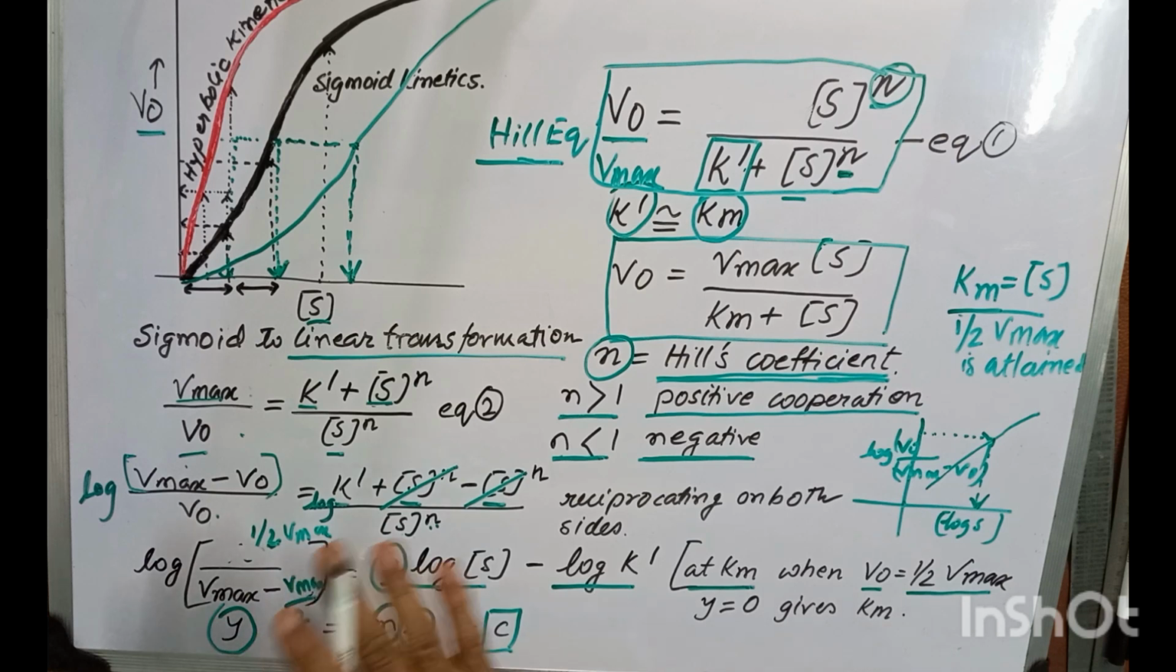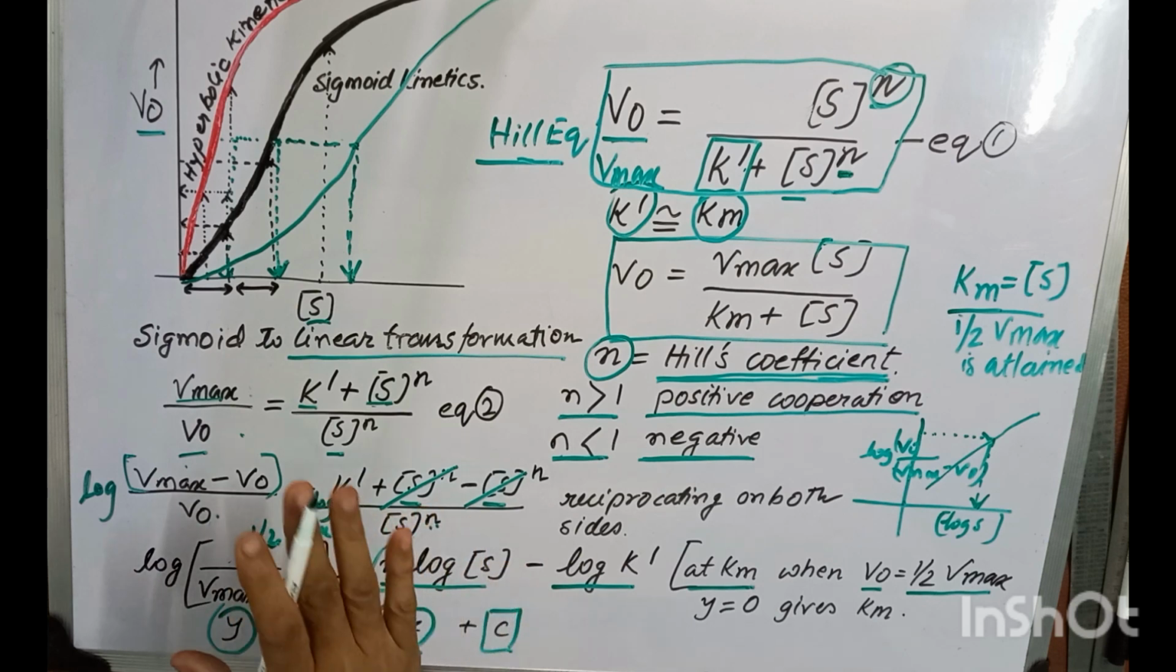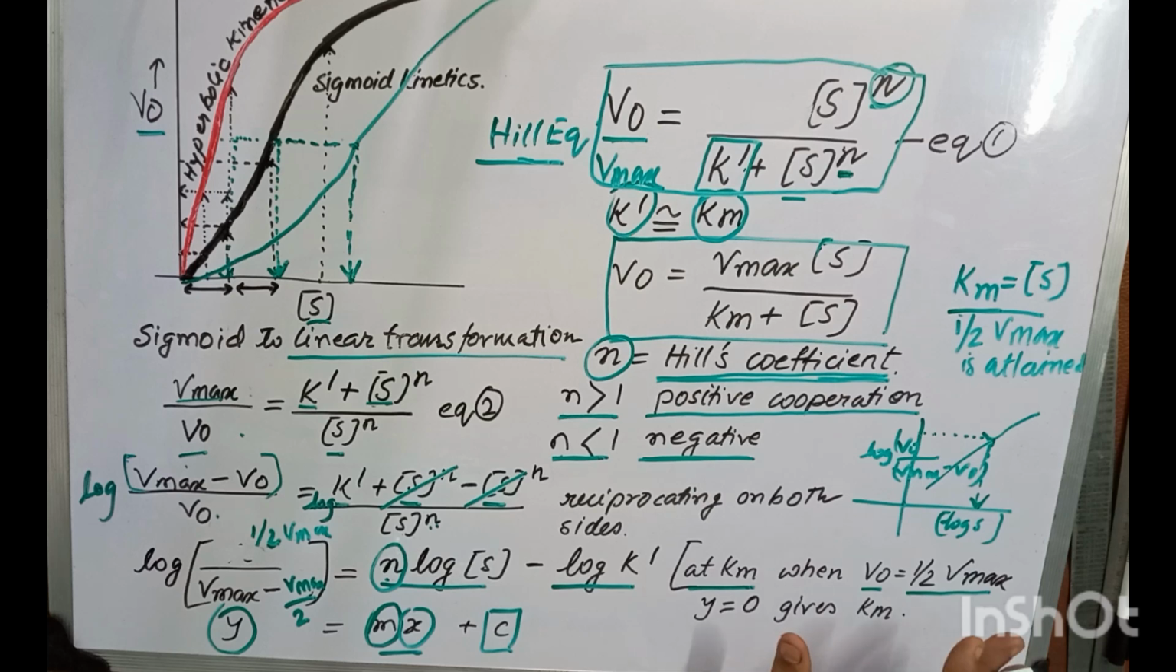So this is all about the sigmoid kinetics, the Hill equation and the derivation of the Hill equation, to a linear transformation of the Hill equation to obtain the value of Km. The value of Km is basically a substrate concentration at which half of maximum velocity is attained, and that value we can get from this linear transformation.